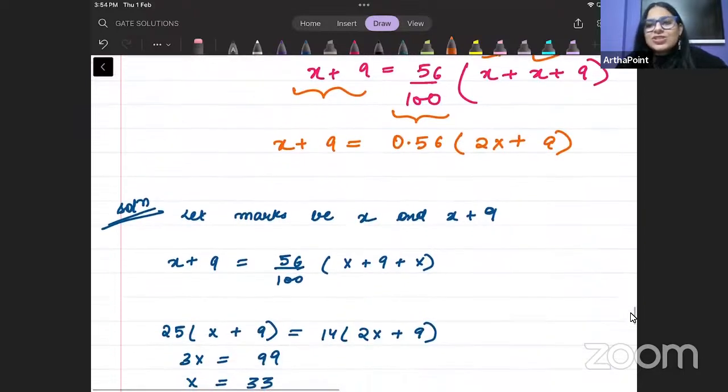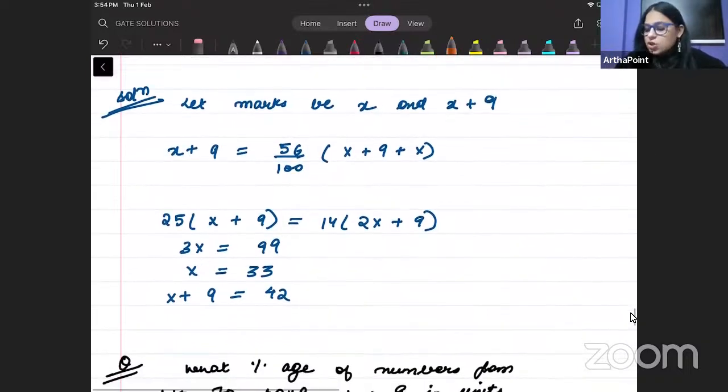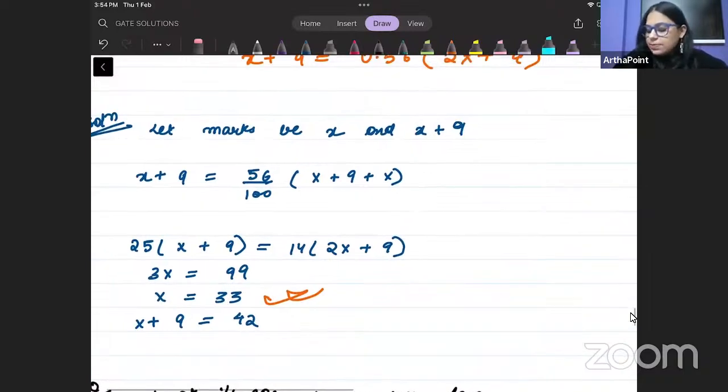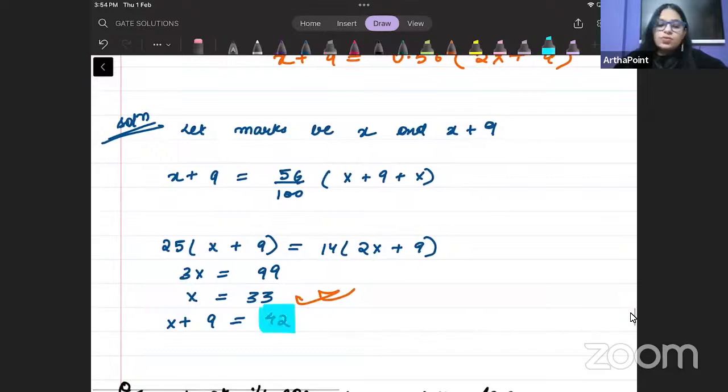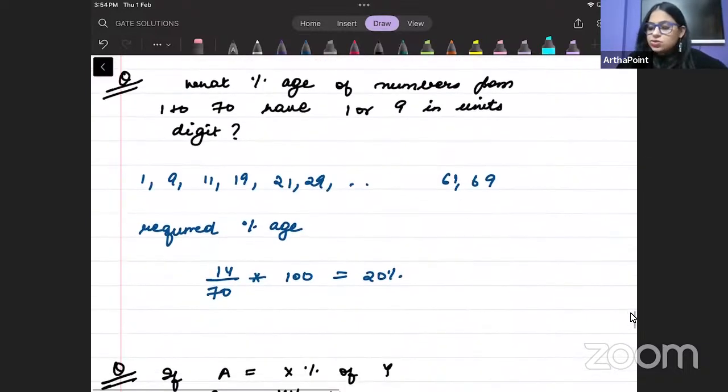Right, you have got an equation. Next, solve for the value of X. So when you solve for X, you will get X as 33. So marks of the other person is X plus 9. So 33 plus 9 will be 42. So the 2 marks will be 33 and 42. Okay, come to the next question.